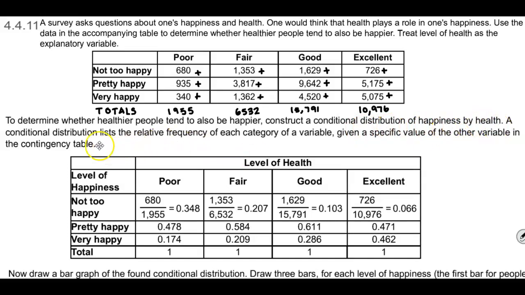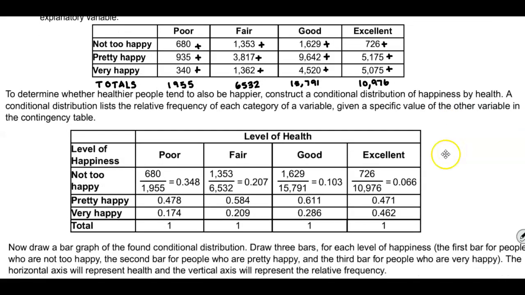Now, to determine whether healthier people tend to also be happier, we construct a conditional distribution of happiness by health. A conditional distribution lists the relative frequency of each category of a variable given a specific value of the other variable in the contingency table. So what we do is take this element, which is 680, and divide by the total of that column, which is 1955, which gives us 0.348. And you would do the same for the other 3.